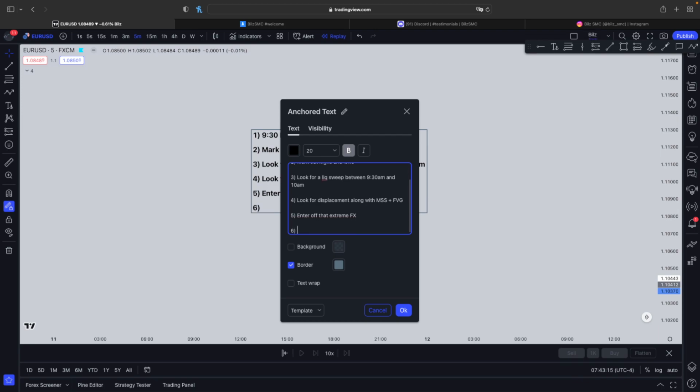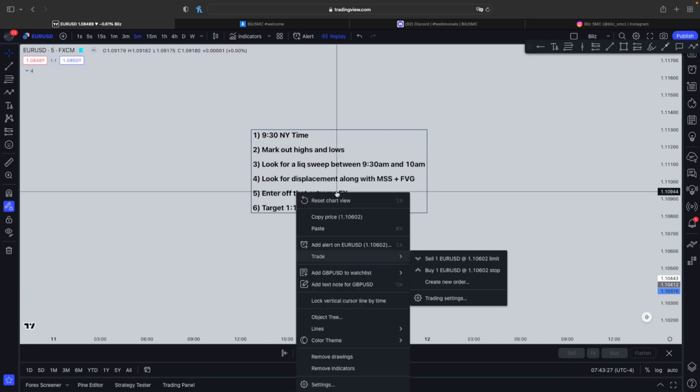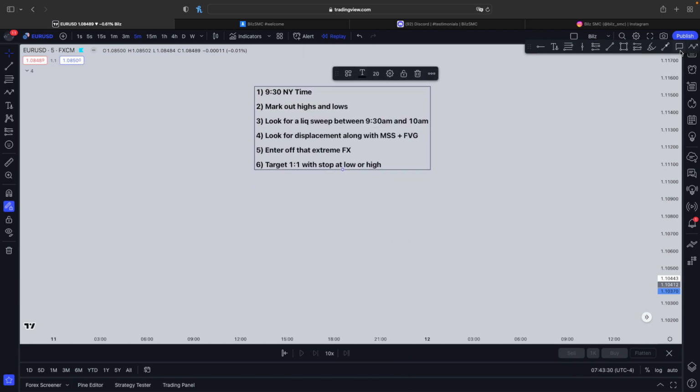And the sixth thing is target 1-to-1 with stop at the low or high. So that's literally all the rules. So now let's start annotating and drawing this like I have mentioned right here, okay?